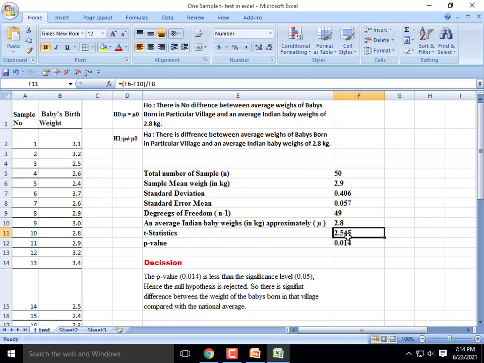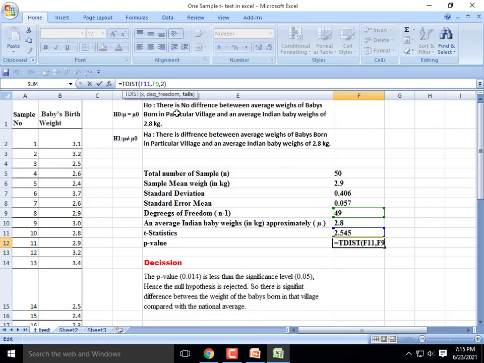Then the t statistic. The t statistic formula is equal to F6 minus F10 divided by F8, that is sample mean minus mu, that is population mean, divided by standard error of the mean. So we can get 2.54. This is the t value. Next one, p value using T.DIST, F11 minus F9 comma 2. That is called the t distribution. So here 2 means we are using a two tails test.